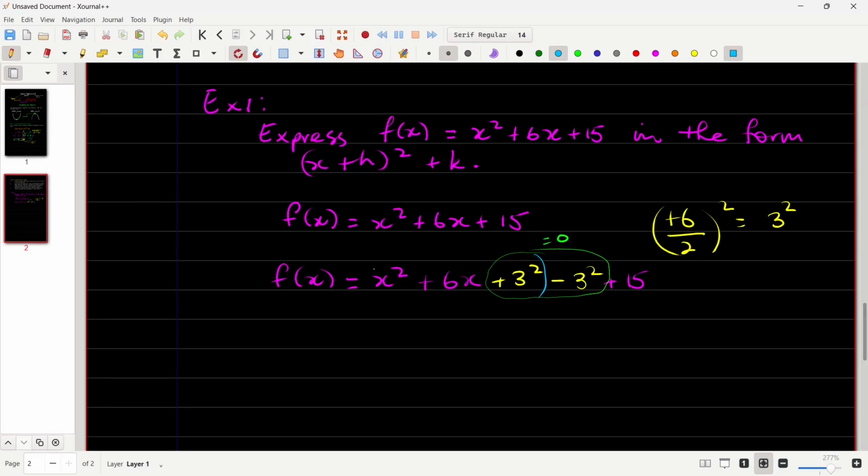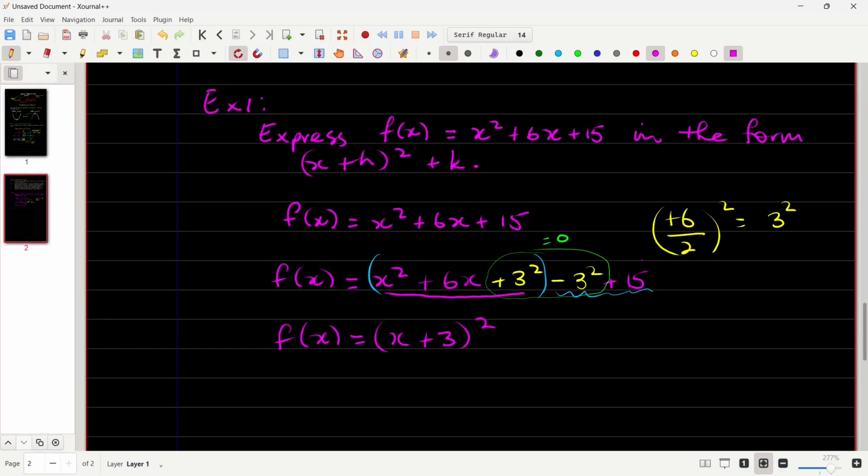We're going to take this here and group it by itself, and take this here and work it out by itself. Now remember, this here is perfect square form, right? That there is perfect square form. So I can write that f of x would be equivalent to (x plus 3) squared.